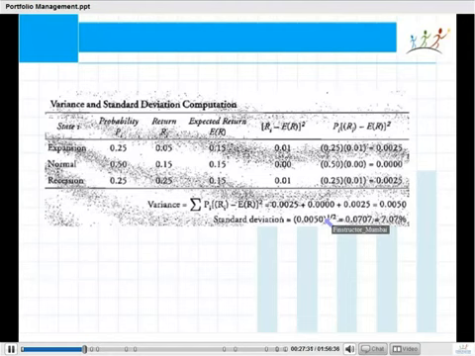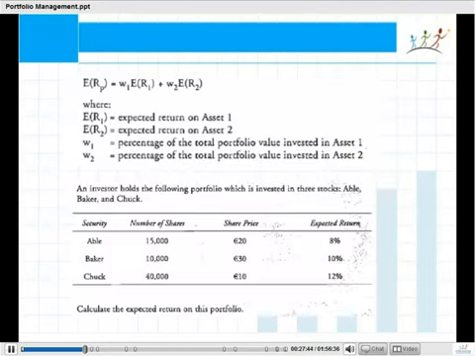So that is how investors compute the risk, that is the standard deviation and the expected returns from each asset. Markowitz assumed that all investors have the same expectations of risk and return.